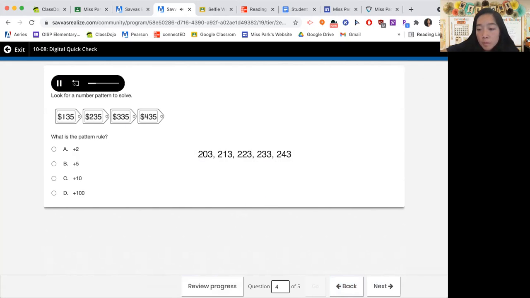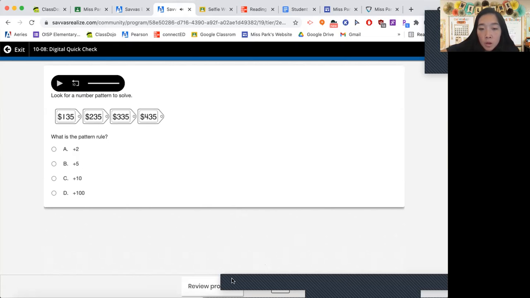Look for a number pattern to solve. What is the pattern rule? All right, so let's see. Is it in order? Yes, it's already in order for us. 135, 235, 335, 435. So it looks like the only number that's changing is in the hundreds place. So we're adding 100.